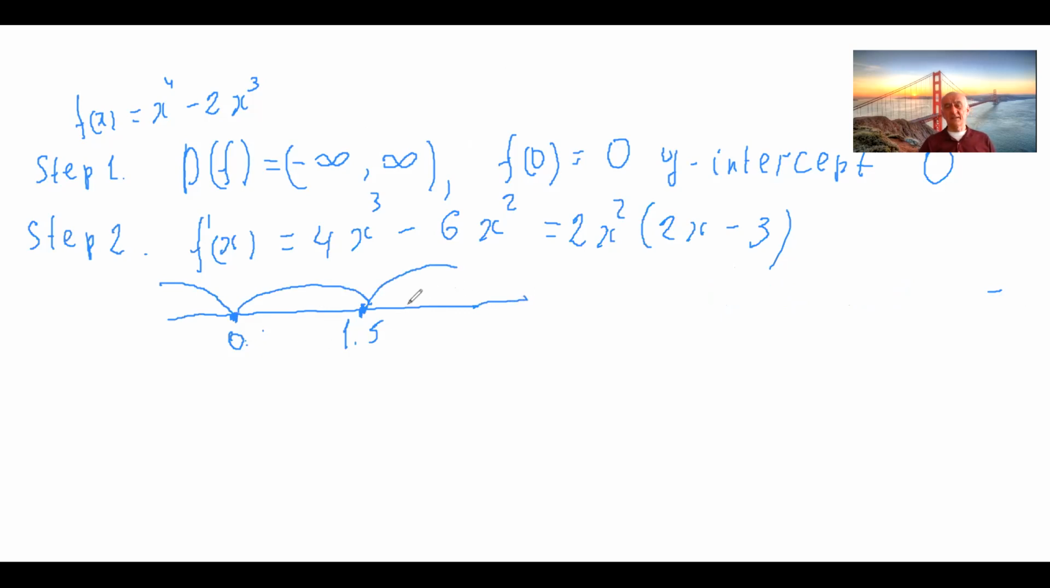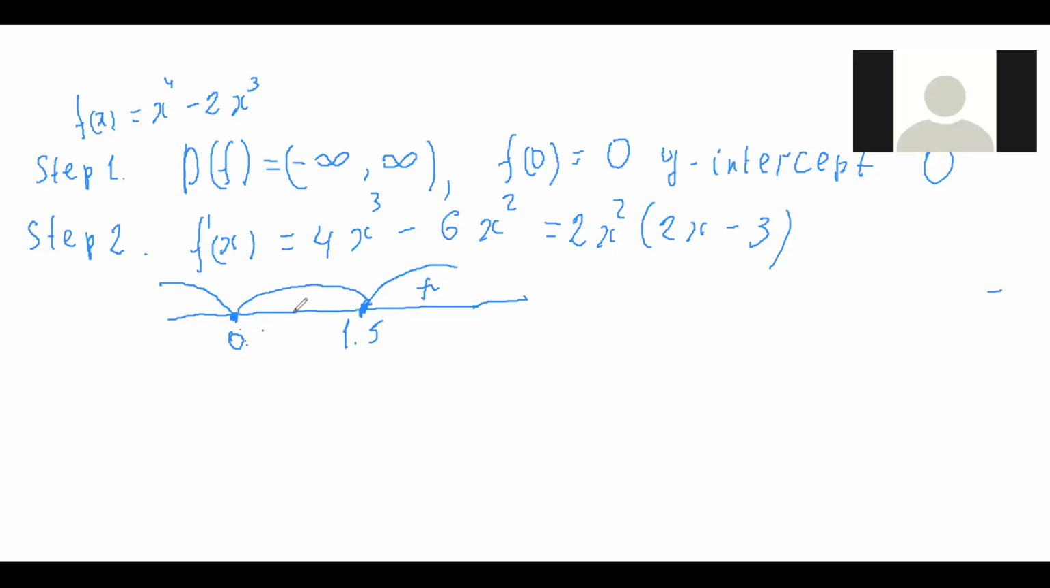Now we need to find signs here. Let's first check the right interval. What will be the sign in the right interval? Plus. I agree, plus. From 0 to 1.5, minus. Absolutely, it's negative. From negative infinity to zero, plus.